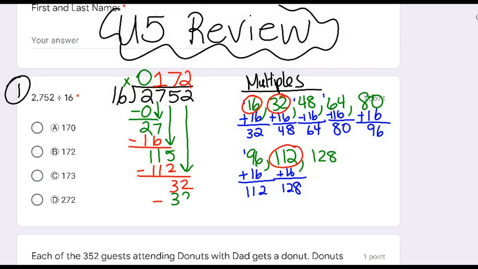So subtract that out. What do I get? 0. There's nothing else to divide. There's nothing else to subtract. We're all done. Our answer is what we have up top, which is 172. So 2,752 divided by 16 equals our 172, and that's how we got it.